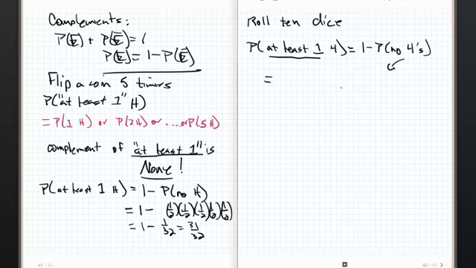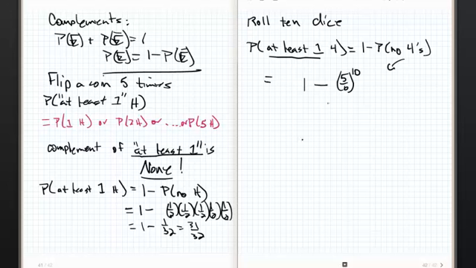So let's say I've done this 10 times. So a not 4: there are 5 ways to roll a not 4 out of 6 sides. So that's going to be 5 out of 6. And because they're independent, I'm going to multiply, and I'm going to do that 10 times. So it's (5/6) to the 10th, and it's 1 minus that.